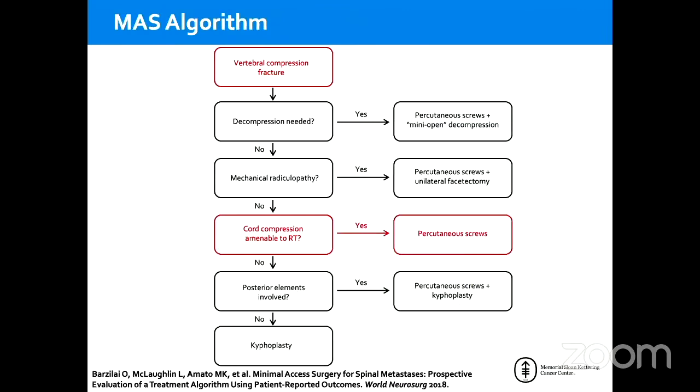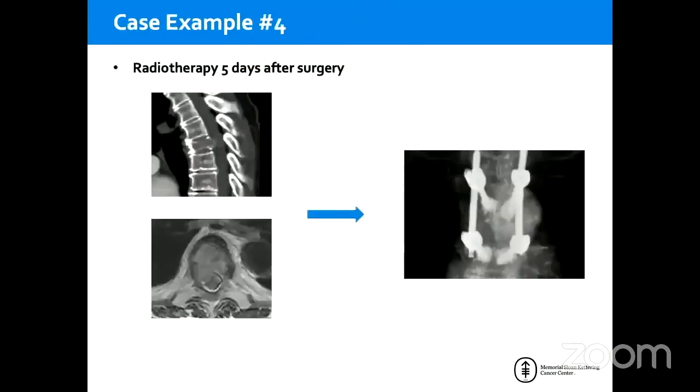For somebody with cord compression, we don't necessarily want to kyphoplasty her because we worry about pushing the fragments back into the spinal canal and making the cord compression worse. So she's a perfect candidate for percutaneous instrumental stabilization, and again, went right on to radiotherapy.